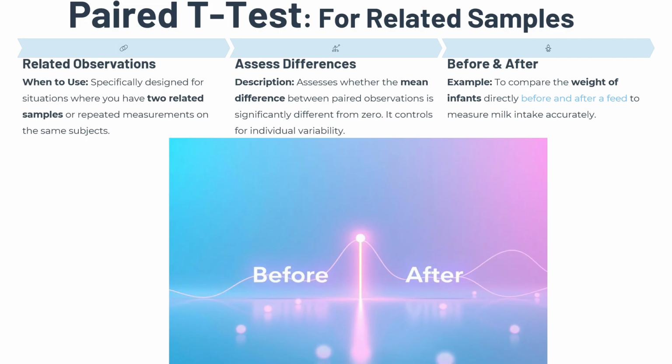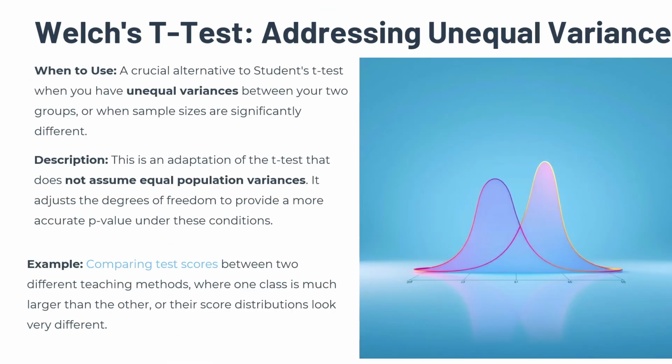Paired t-test. It is designed for situations where you have two related samples or repeated measurements on the same subjects. It assesses whether the mean difference between paired observations is significantly different from zero. It controls for individual variability. For example, to compare the weights of infants directly before and after a feed to measure milk intake accurately, we will use paired t-test.